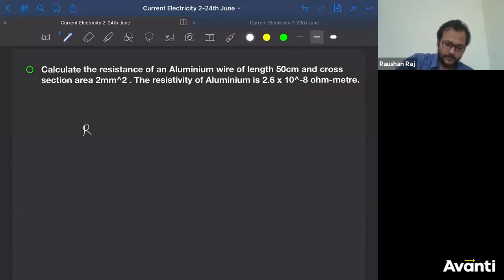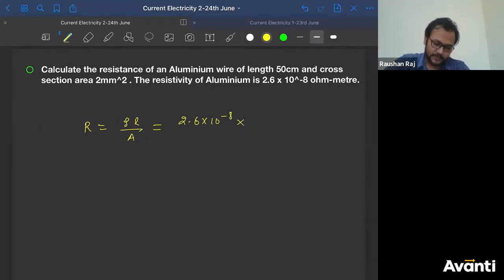So R will be equal to rho L divided by A. What is the value of rho बच्चा लोग? 2.6 into 10 to the power 8 into length is what? Length कहाँ दिया है? 50 centimeter, 10 to the power minus 2, divided by cross section area 2 millimeter square. So 2 into 10 to the power minus 6. All right, these many ohms.